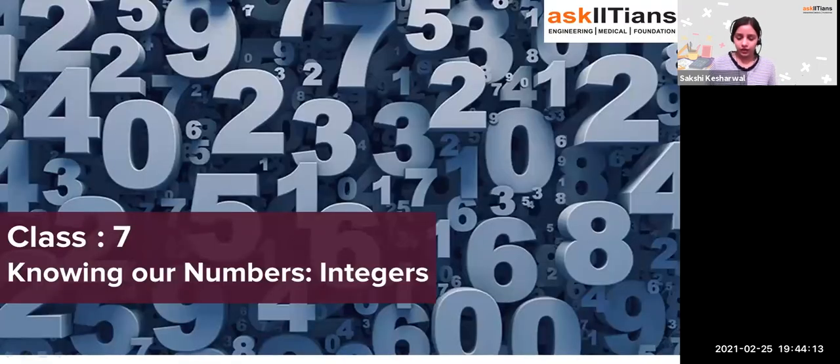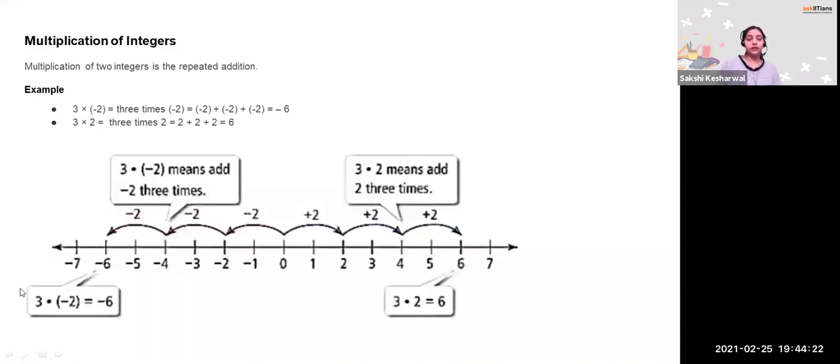Okay, so let's start. Knowing our numbers, here we'll be learning about the multiplication of integers. Till now we have done addition and subtraction, and we have done everything on the number line. Now over here we'll be doing the multiplication of integers.